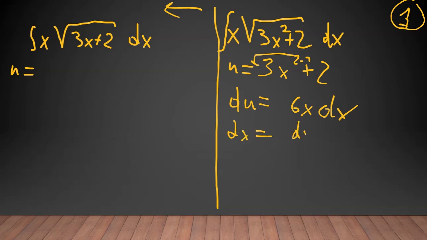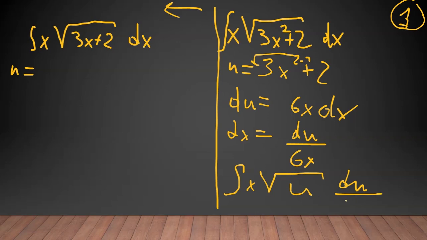du over 6x. And then you can rewrite this integral as x times square root of u times du over 6x. And this way, this x will cancel out. We'll have only 1/6 before the integration symbol. We write 1/6 here, and we'll have square root u. And later you will change the square root of u to u to the power of 1/2, and it will be easy to solve, right?